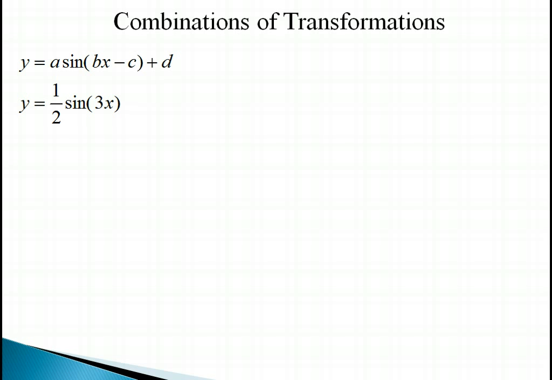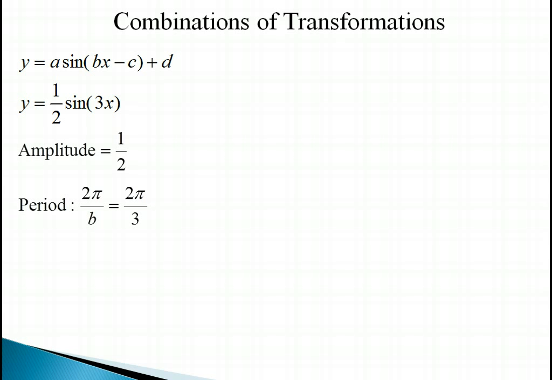Okay, so we want to concentrate on some combinations of the transformations. In this case, we have the equation y equals 1/2 times sine of 3x. Let's first discuss what our transformations are. In this case, we do have a number that's multiplied by the sine, and that 1/2 is going to cause an amplitude change. Instead of having our lowest point at -1 and our high point at +1, they're going to be at -1/2 and +1/2, which causes a vertical shrink of our graph. In other words, the graph is going to be closer to the x-axis.